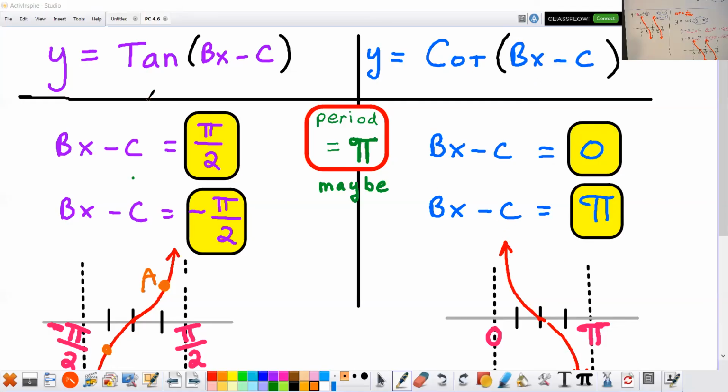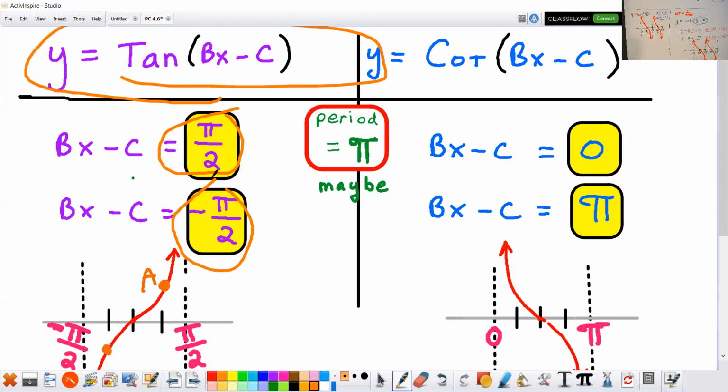And here's one last little summary. So once again, here's tangent. Okay, tangent, remember to use these. Pi over 2, negative pi over 2. Whatever's in here, solve it to find where these are at. And if you had cotangent, remember we use 0 and pi. And whatever's in here, you might have to solve it to get these two. Tangent, you go this way. Cotangent, go that way. All right.